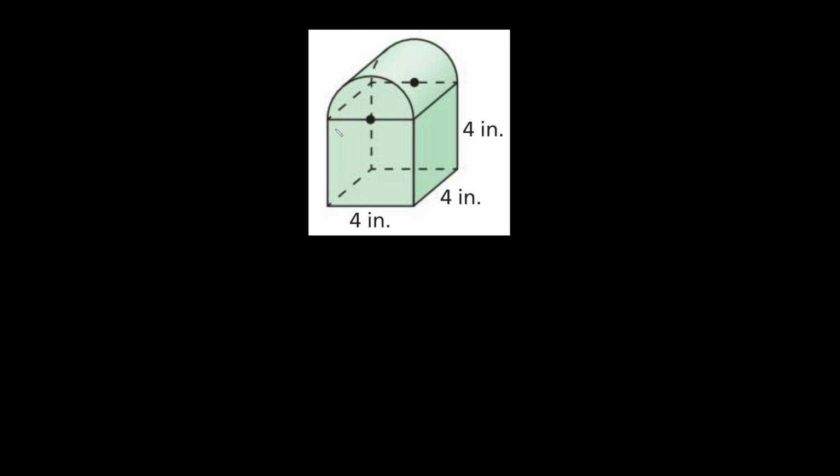So first, let's find the volume of this cube. So the volume of the cube is going to be equal to, again, the length times the width times the height, which here is just going to be 4 times 4 times 4, or in other words, 4 cubed, which is equal to 64. And our units, we're working in inches, right? So we're going to get inches cubed right there. Okay, so that's the volume of the cube.